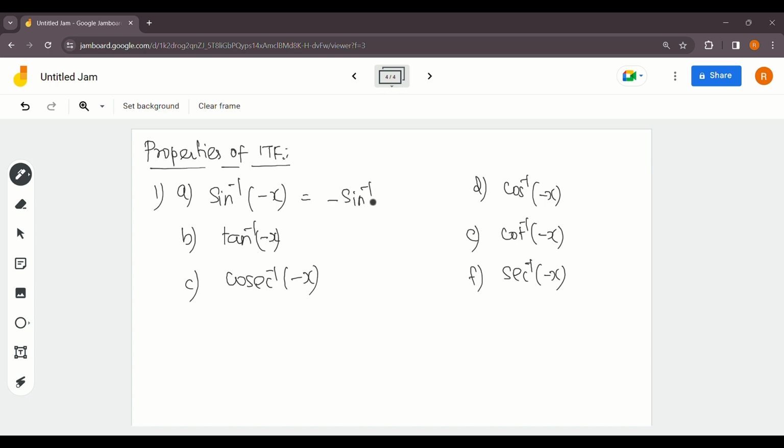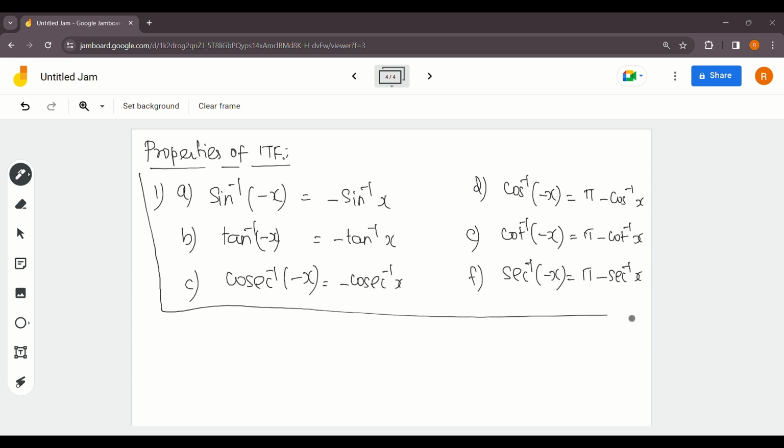Now let us look at the application, how we are going to apply it. Let us write all those properties and then look at the application. So minus sine inverse of x, this is nothing but minus tan inverse of x, very easy to remember also. And this is nothing but minus cosecant inverse x. For the other side you have pi minus the positive value: pi minus cos inverse of x, and similarly pi minus cot inverse of x, and pi minus secant inverse of x. This entire first property is going to be very important from the examination point of view.